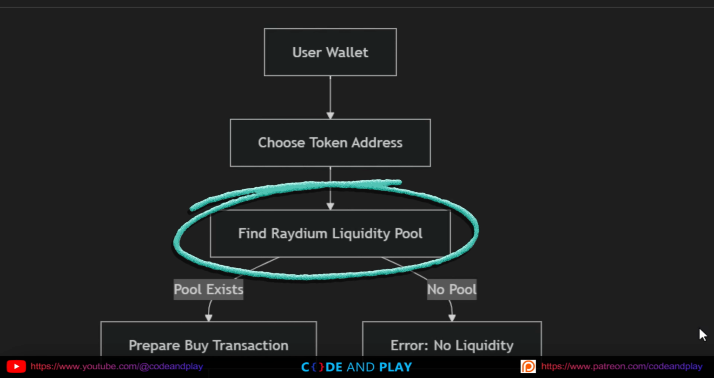Finding a Raydium liquidity pool. The script looks for a liquidity pool on Raydium for the token pair, for example, your token and SOL address. Using the Raydium program ID, it finds the pool's address, token info, and market details. If a matching pool exists, it grabs the data needed for trades.